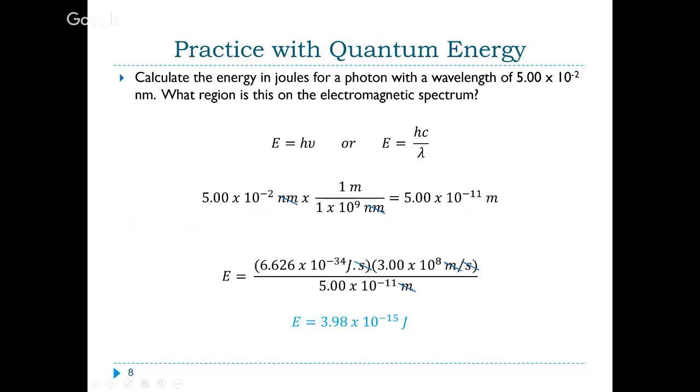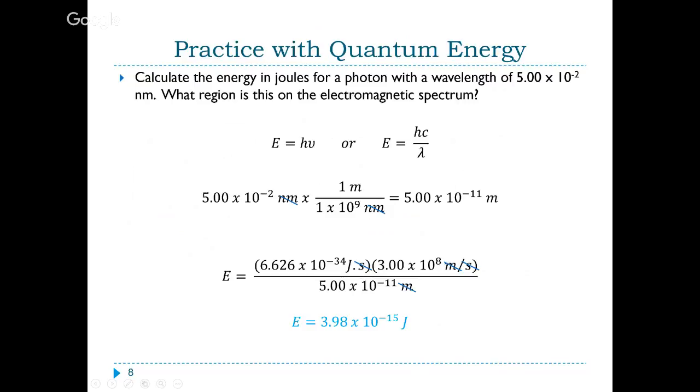So I look here, I'm given wavelength, so that means I'm going to use this equation. I notice I'm in nanometers, which means that I have to convert. I divide by 1 times 10 to the 9th of my original wavelength. So 5.00 times 10 to the negative 2 nanometers divided by 10 to the 9th gives me 5.00 times 10 to the negative 11th meters.